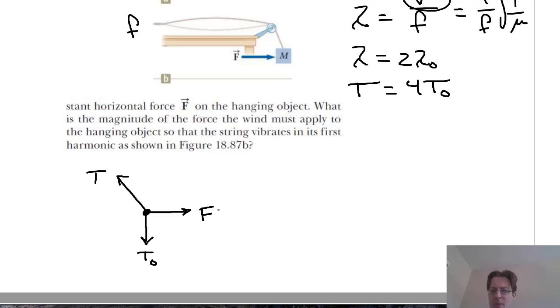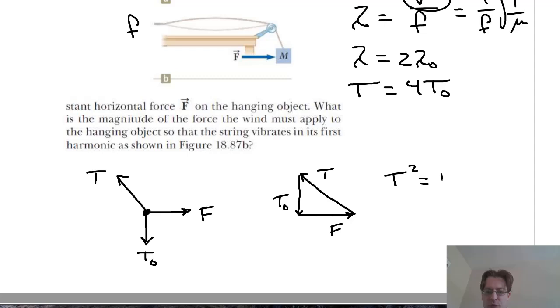But let's draw a force diagram, and let's draw the vector diagram and see what we have. The block is in equilibrium in this picture. It's not moving anywhere. It's just being held in place by the 3 forces. So we've got a nice right triangle. There's T naught vertically. We've got F to the right. And we've got the new tension, T, along the hypotenuse. So I have T squared is equal to F squared plus T naught squared.